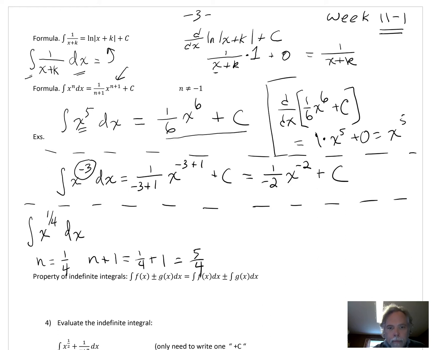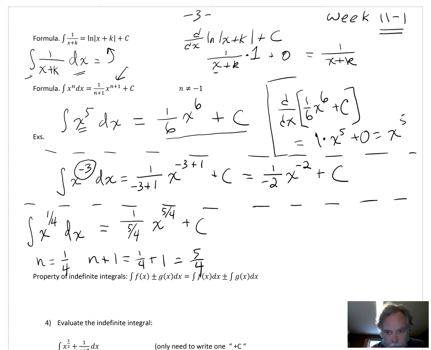Okay. So this would be 1 over n plus 1, which is 1 over 5/4, times x to the 5/4. So you see how it's the same. Go back to the 1 over 6 one. It's 1 over n plus 1 times x to the n plus 1. That's the same thing here. So don't be too thrown off by fractions. It's 1 over n plus 1, 1 over 5/4 times x to the 5/4.